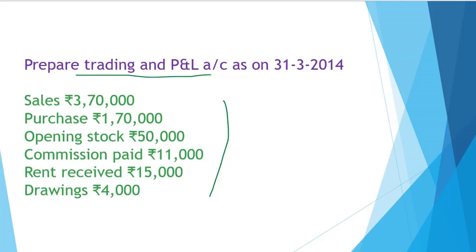Let us separate them, guys. Sales will come under the trading account, guys. In the trading account, you already know that sales, purchases, opening stock and closing stock are the four important points. In that four, they just gave three. So these three will come under the trading account only, guys.